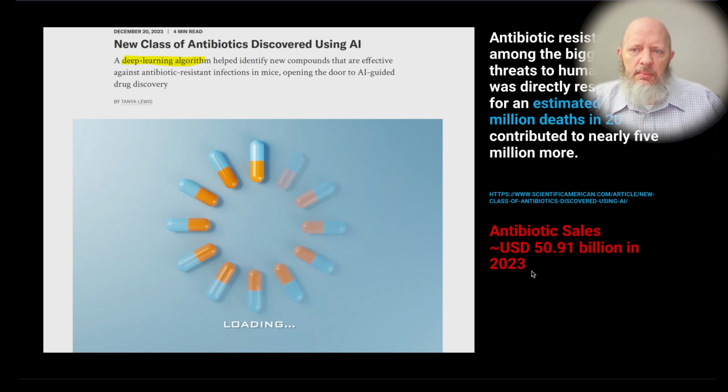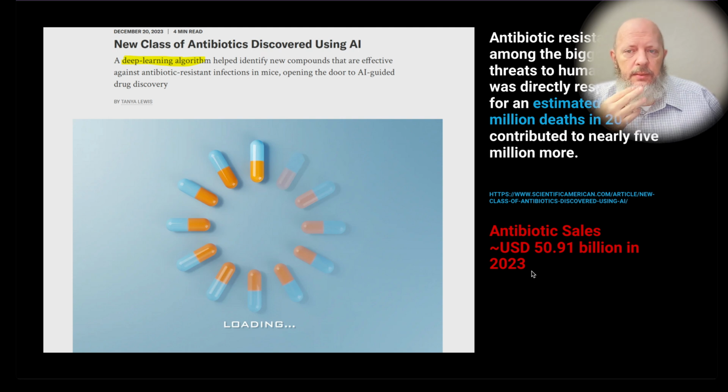Antibiotic resistance is among the biggest global threats to humanity. It's responsible for an estimated, let's say, 1 million deaths a year. So we just had an AI that helped us save approximately 1 million deaths a year if it gets through FDA approval, and $50 billion in sales a year. And with patents, everything, you're going to be able to lock up those sales for 20 years. That's a lot. That's a big impact.